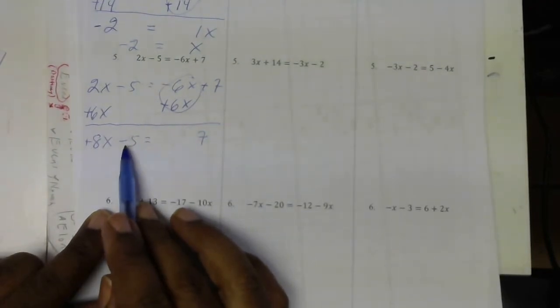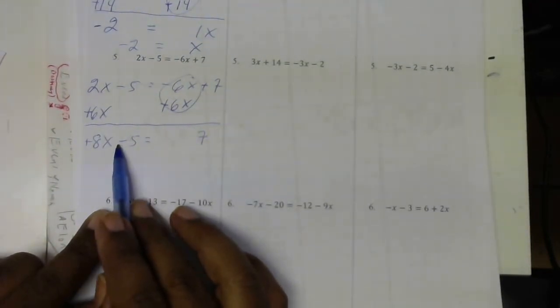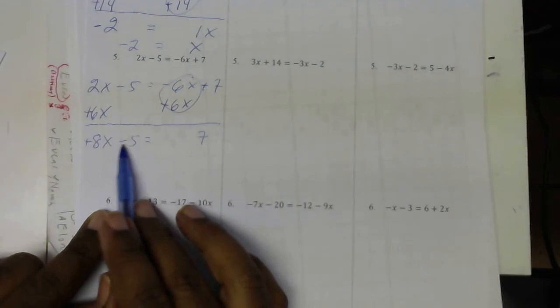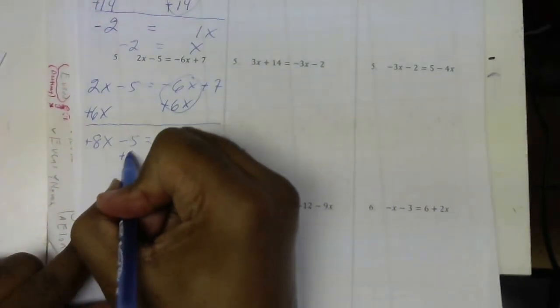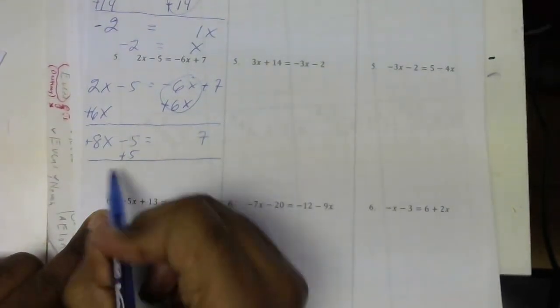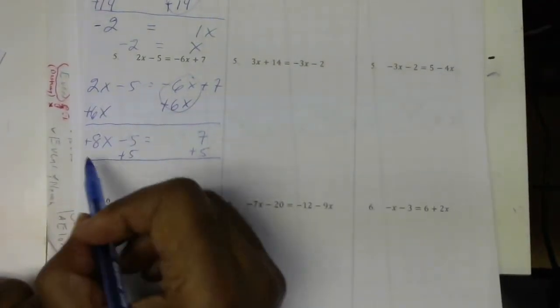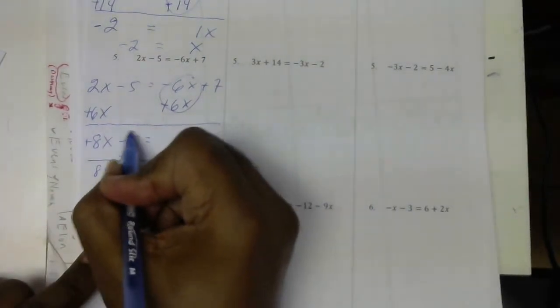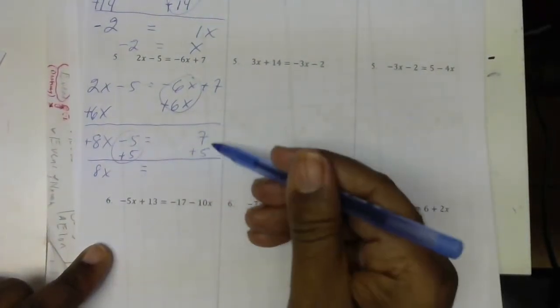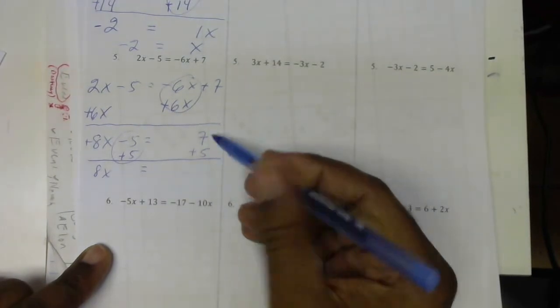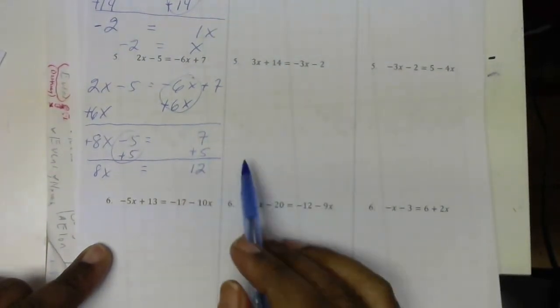So that means we have to get rid of the 5, the minus 5. So the way we get rid of the minus 5 is putting a plus 5 here. And when we do the one side, you have to do the other side. So we put a plus 5 there. Okay. So we get 8x. This cancels. Then the equals. And these are same signs. Same signs add. So we get 12.